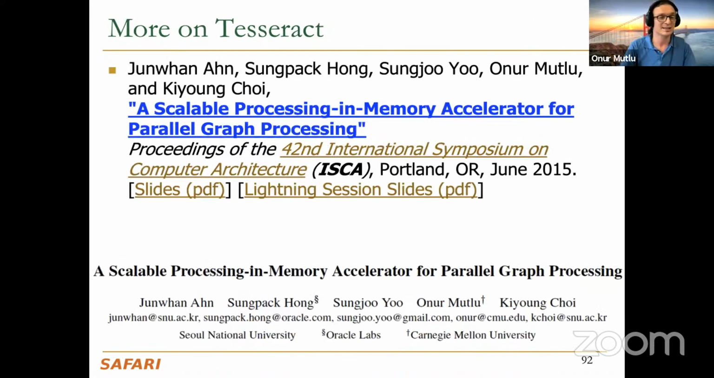And if you're interested, this is a work that has had a lot of influence in the field. This is not the first work on 3D stacked memory, but this is the first work that showed that you can get high speedups by customizing a processing in memory system for graph processing acceleration, essentially. And clearly there's more work after this because it's 2015, right?